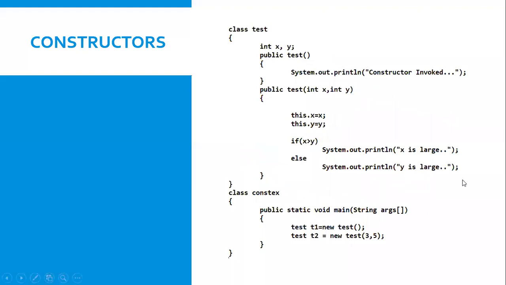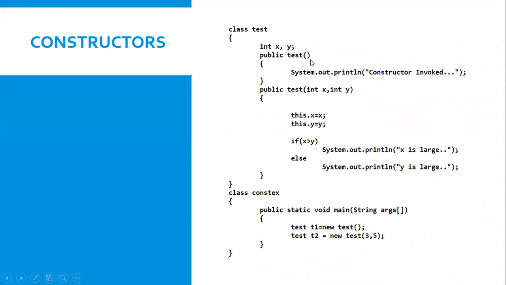So this is the sample code. Here I have created a class Test, with int x, y, and public Test. Here I am writing what we call a default constructor. A default constructor doesn't have any parameters. This is what we call a parameterized constructor. This parameterized constructor will have some parameters. So here you may find two constructors with the same name.